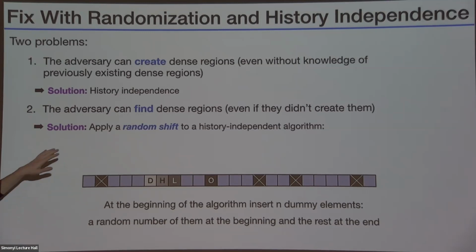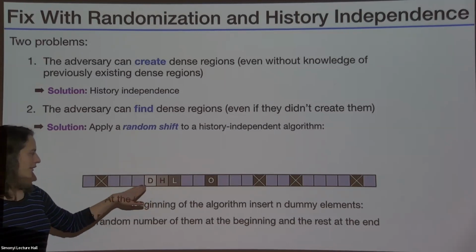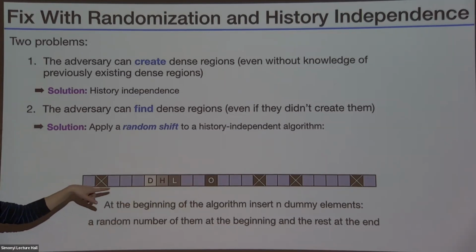Usually I think of this as more of a technical detail, and if I were giving a talk that wasn't as long as this one, I would just skip over it. But because you're here for the long haul, I'll tell you more about how this random shift works. At the beginning of the algorithm, we're going to insert n dummy elements. So we have n elements here, like 4 real elements, and we also have 4 dummy elements. Then we give these dummy elements and real elements to the algorithm, and the algorithm puts them in some particular places in the array.